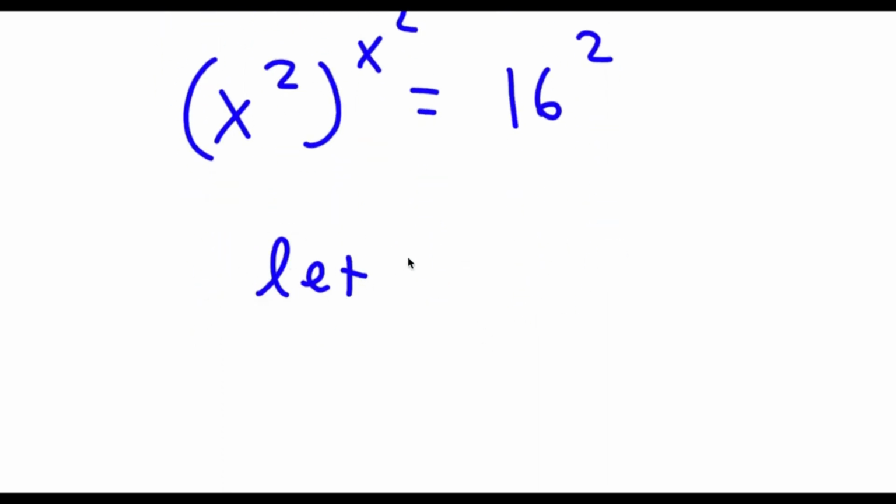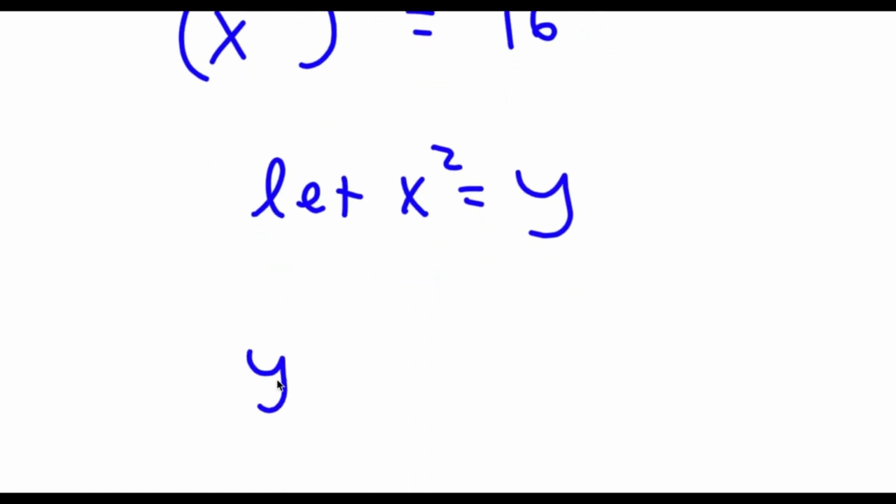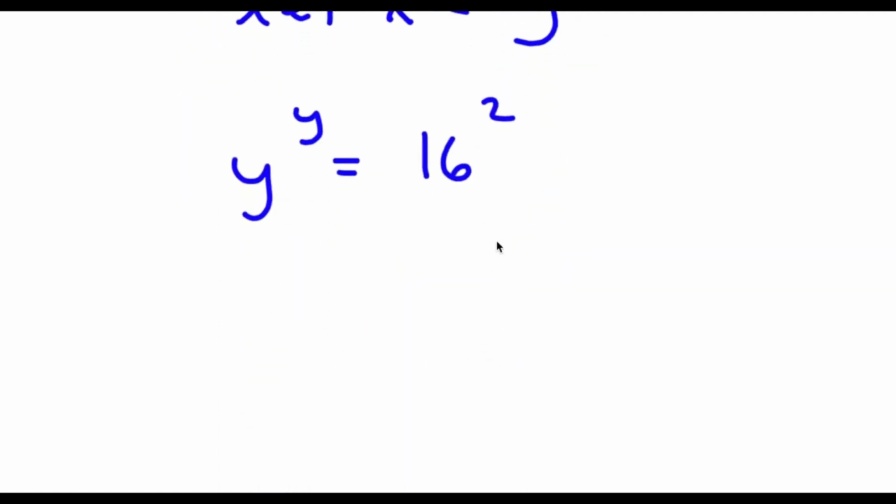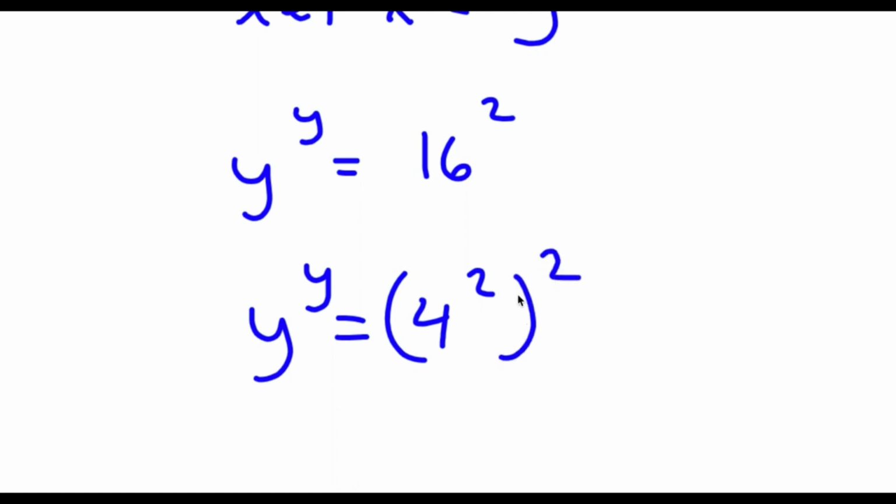Now I'm going to let x to the power of 2 equal the variable y. So now I have y to the power of y is equal to 16 to the power of 2. Now 16 is the same thing as 4 to the power of 2. So now I have y to the power of y is equal to 4 to the power of 2 to the power of 2.